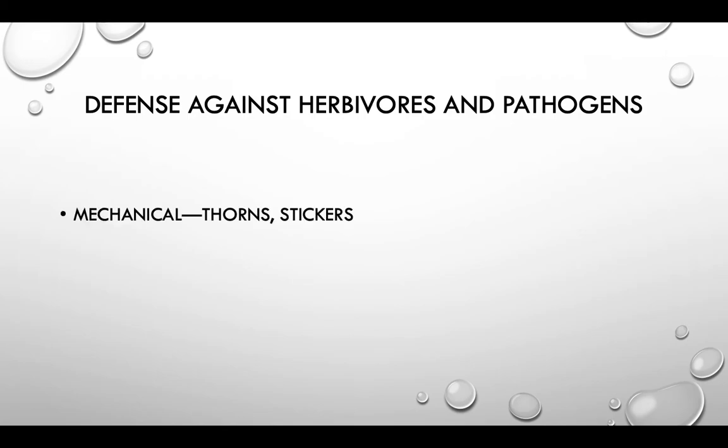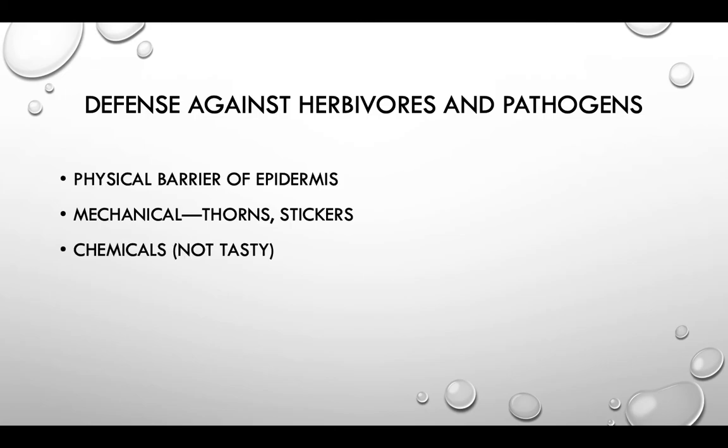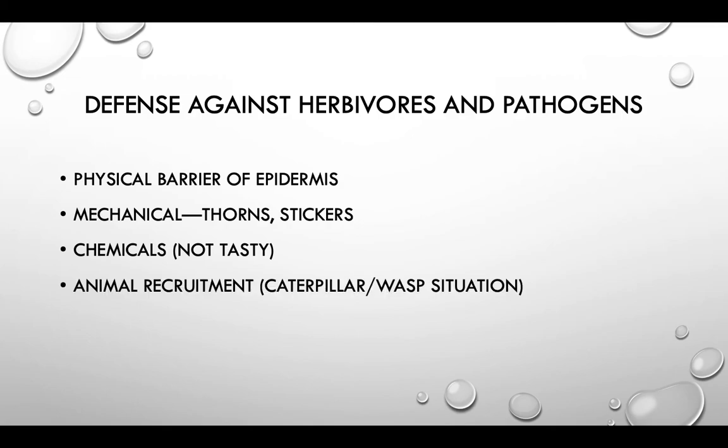Defense against herbivores and pathogens. So obviously, a lot of plants have thorns and stickers that will prevent herbivores from getting in and eating those plants. Plants have a physical barrier, the epidermis. Some plants, as soon as a herbivore starts eating, whether it's an insect or an animal, they will start to produce chemicals that do not taste good to the animal or the insect. So a lot of plants are willing to sacrifice a few leaves to an animal to save the rest of the leaves.